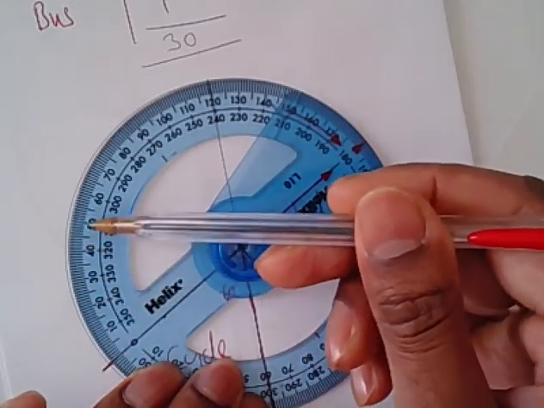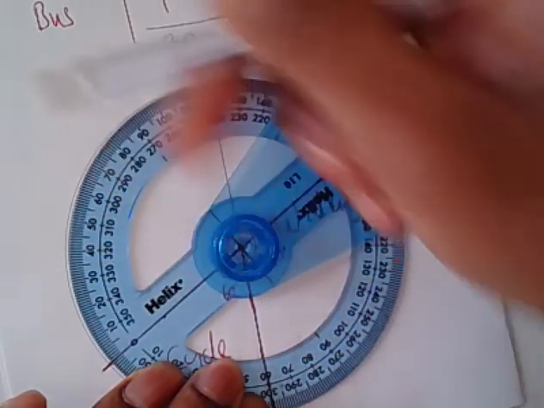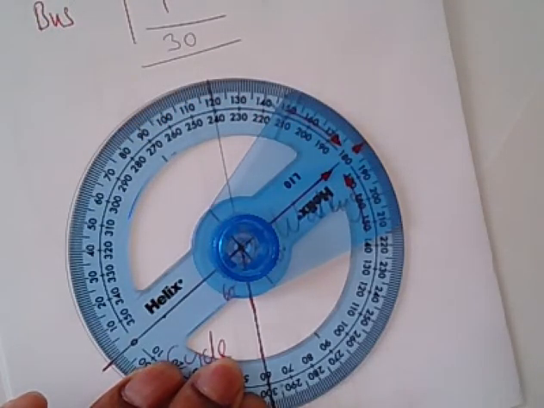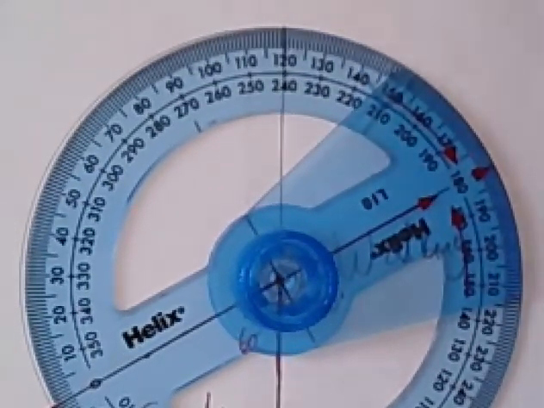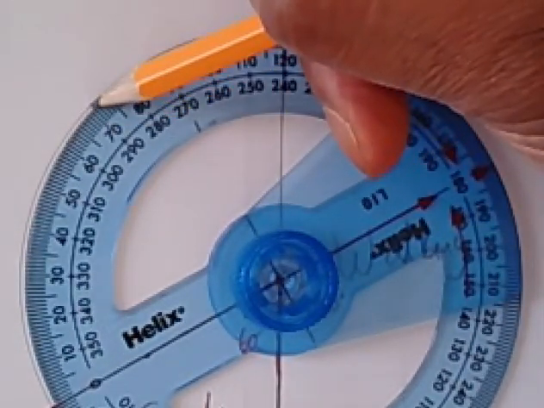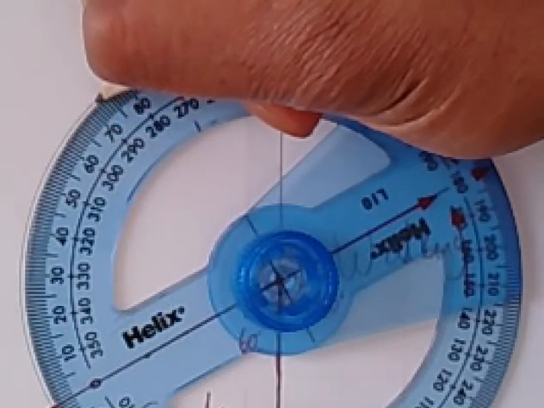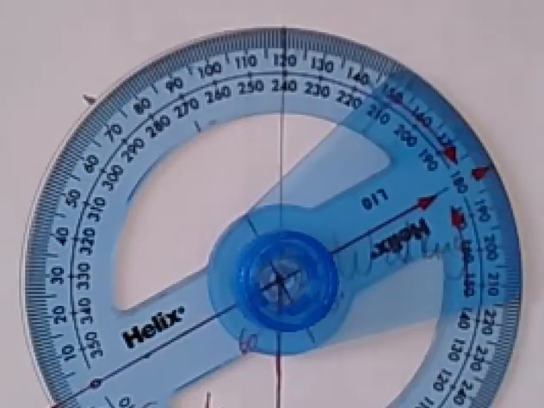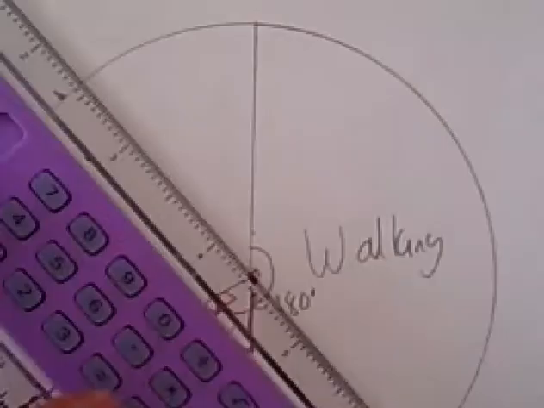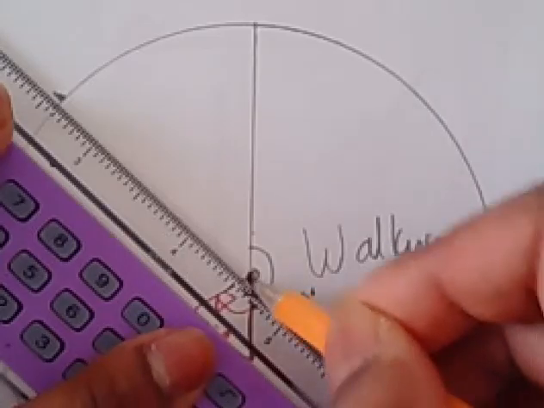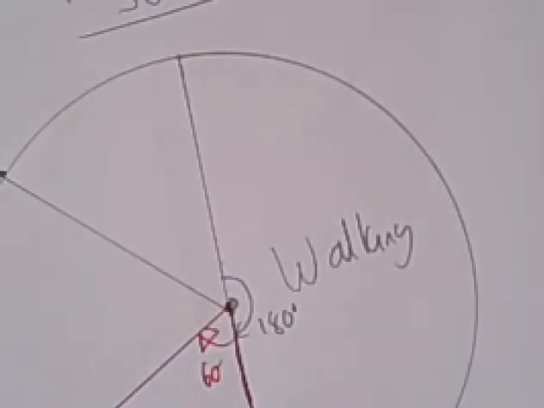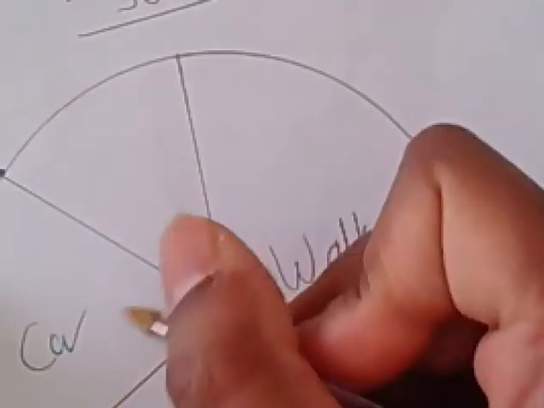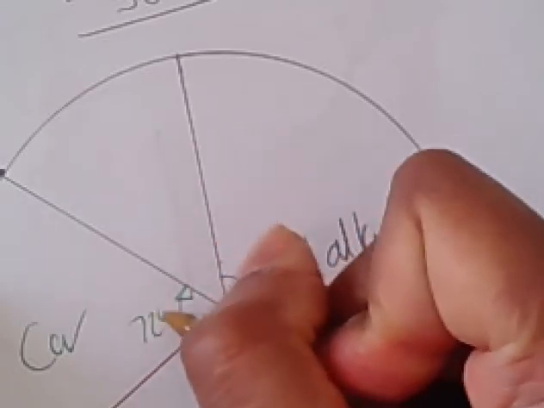10, 20, 30, 40, 50, 60, 70. That's 70. Hopefully you can see. 72. Can I zoom any further? Oh, great. Right, 70, 71, 72. I say 72 is right there. Join it up again. So that's the car. That one there. That is 72 degrees.